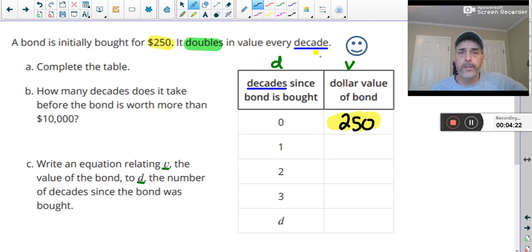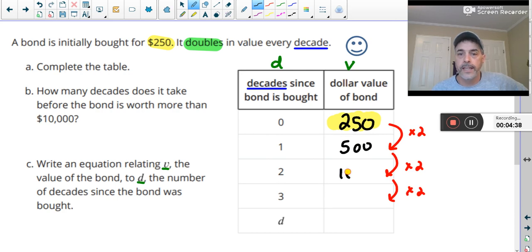It's doubling in value. So what I'm going to be doing right here is taking the previous number and doing a times 2 over and over. It is doubling. So that's what it looks like. I double 250, I get 500. I double 500, I get 1,000. I double 1,000, I get 2,000. Here is now where we get into that variable thought. What happens if I double it d times? Well, we'll get into that in just a minute.